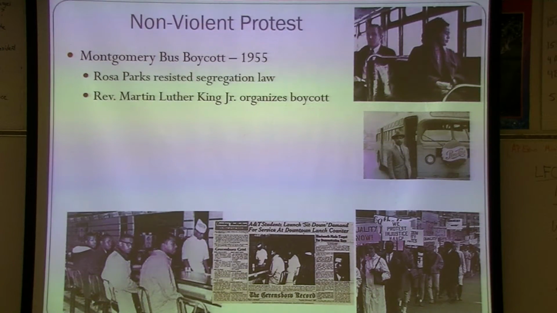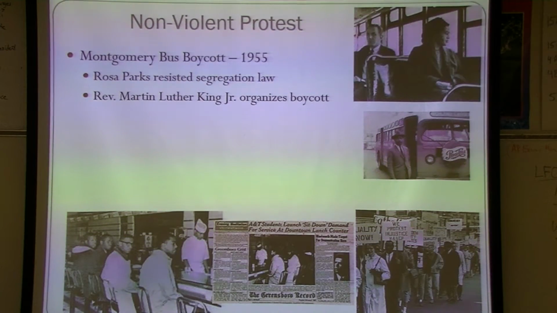He will organize it. This will be one of his first big things that he has. The Southern Christian Leadership Conference and black churches will get involved. And this is where it's nonviolent, using a boycott. Now, a boycott is where you don't purchase something. In this case, they're not riding on the buses. It sounds okay, yeah, they didn't ride the buses.